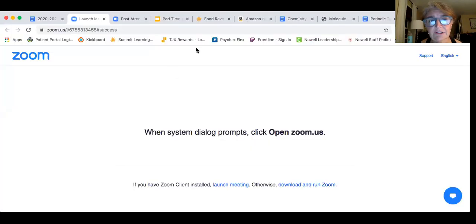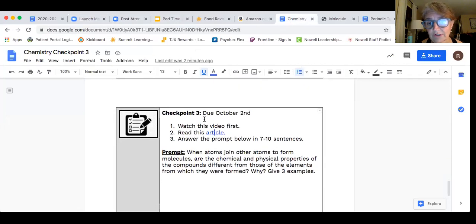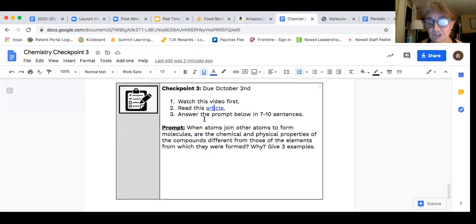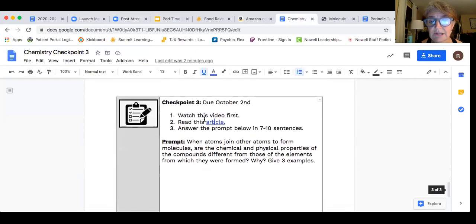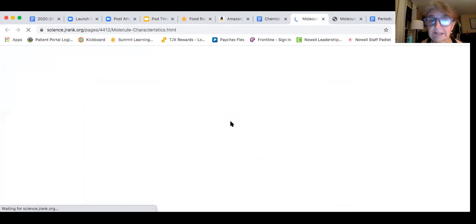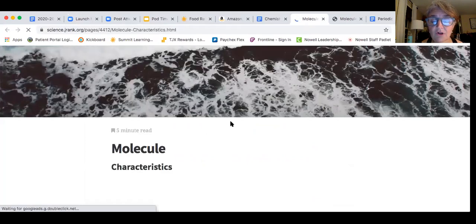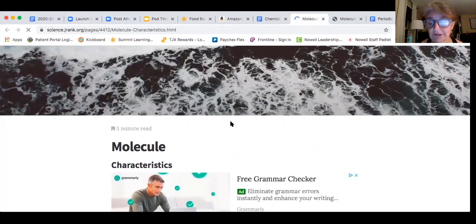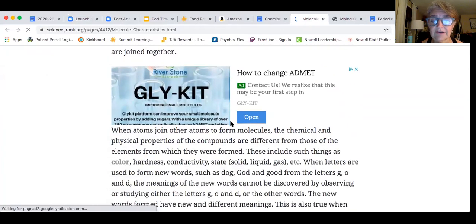So I'm going to share my screen, and I want us to take a look at what your checkpoint looks like. Here you are at checkpoint 3. You've done activity 1 and activity 2, and it asks you to read an article. If you click on the article, this is what comes up. It's called Molecule Characteristics. And I want to draw your attention to something here.